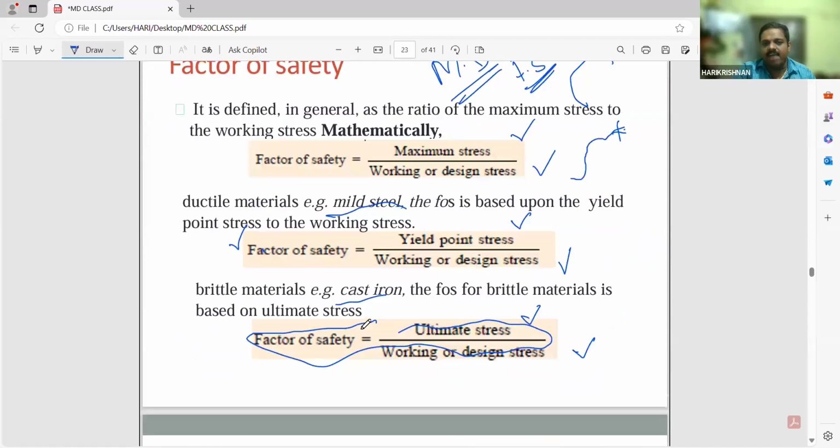So this is what factor of safety is. When you are considering a ductile material, you have to understand that there is a value known as yield point stress. Only then will it go to the breakage stage. But in case of brittle material, it is not like that. It only has ultimate stress and will break at the ultimate stress. That is why, for brittle materials, factor of safety is ultimate stress divided by working stress. For ductile materials, it is yield point stress divided by design or working stress.